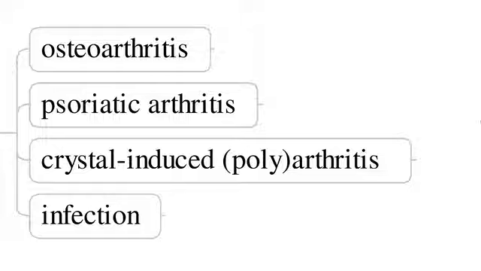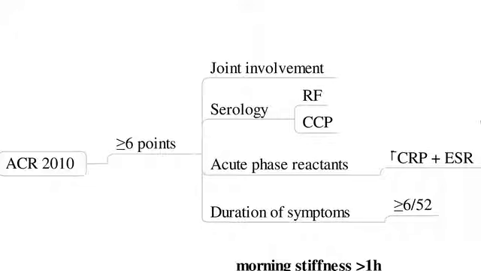So classification criteria. The American College of Rheumatologists classification has really superseded the older one, which we're more familiar with. For this, at least 6 points or more are needed for someone to have rheumatoid arthritis.